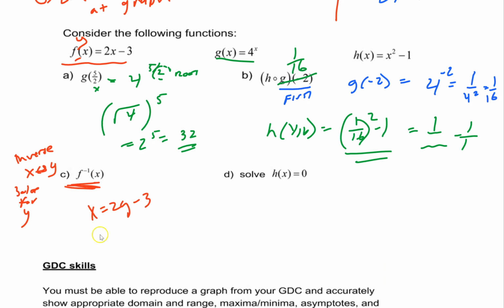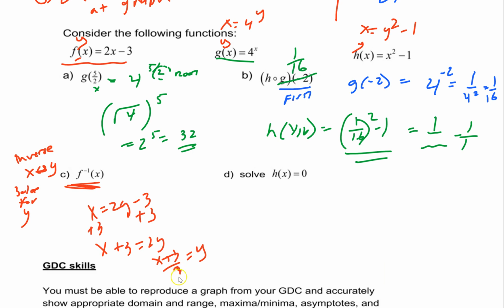And anytime we do that, it's just the letters. So if I did the inverse of this one, I would switch x and y. Here's my y, so it'd be x equals 4y. You switch it. So it's just the letters. You don't switch anything else, just letters. And then from here, you just solve for y. Plus 3, divided by 2. X plus 3 equals 2y, divided by 2. X plus 3 over 2 equals y. So that's the inverse. You just switch x and y, solve for y.